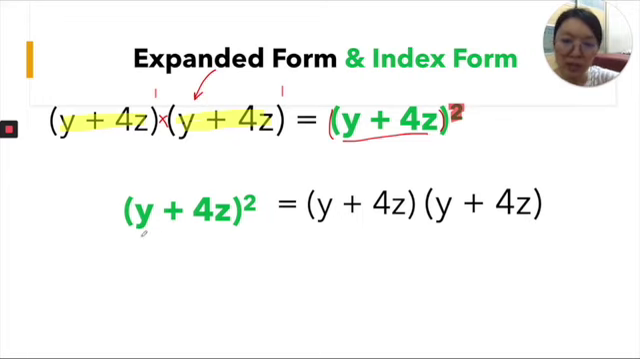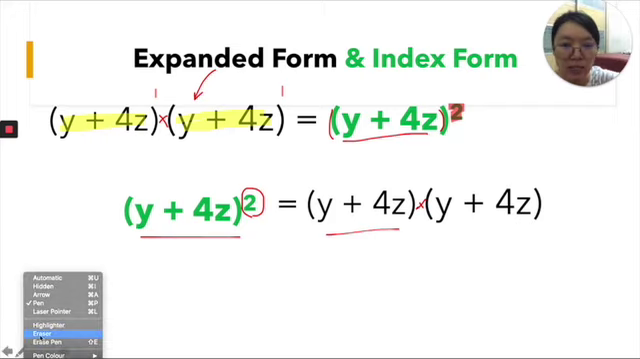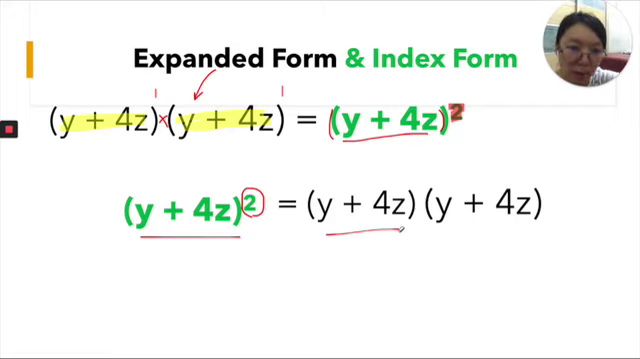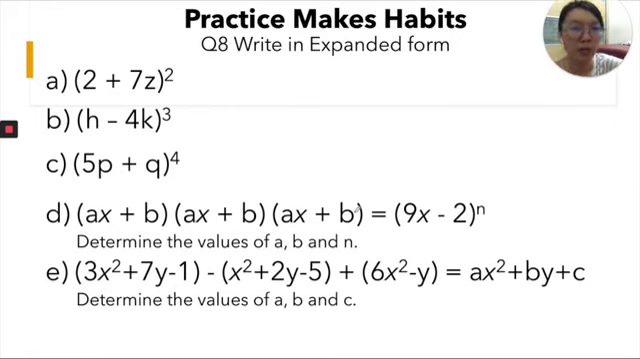Again, if I have a simplified form with a square here, I can also expand it to y plus 4z bracket times y plus 4z. Or you can also simply leave it as y plus 4z bracket y plus 4z. This is expanded form. I would like to try out practice makes habit.